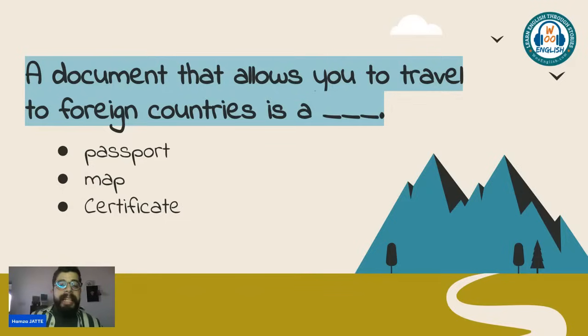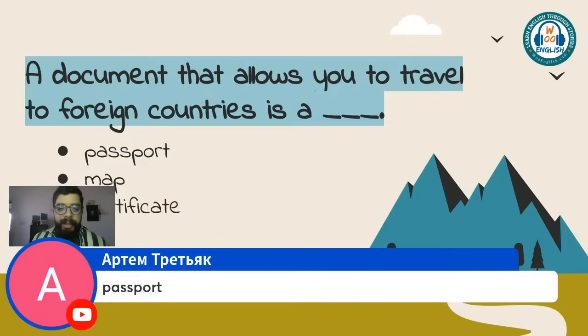A document that allows you to travel to a foreign. By foreign, I mean a country that's not yours. So I am from Morocco, so any other country is a foreign country for me, right? If you are from Germany, any other country other than Germany is a foreign country to you. If you are from Russia, any other country other than Russia is a foreign country.